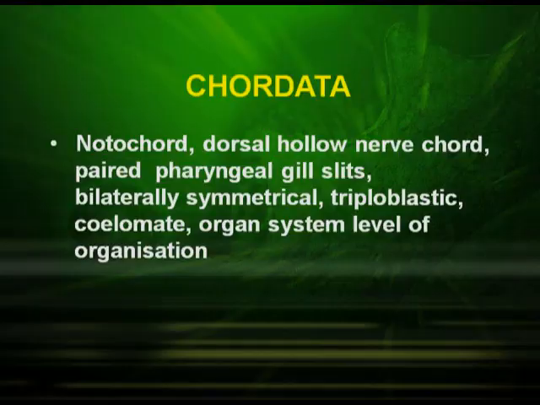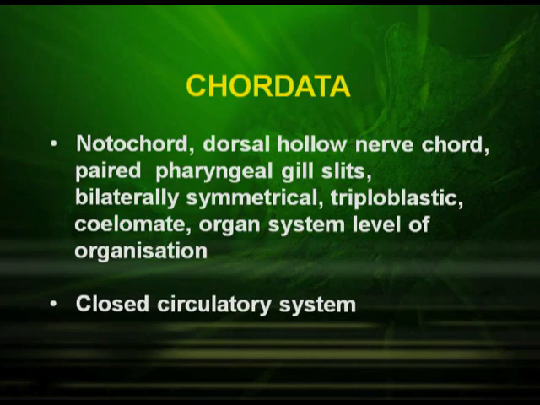Now, what are the characteristics of chordates which distinguish them from non-chordates? Chordates have notochord. It is a dorsal hollow nerve cord. They also have paired pharyngeal gill slits and their body is bilaterally symmetrical. They are triploblastic, coelomate, and they have an organ system level of organization. Circulatory system is of closed type. All organisms under chordates have blood vessels, that is, they have arteries, veins, capillaries, etc.